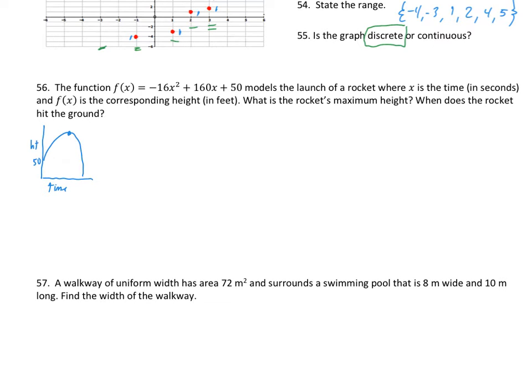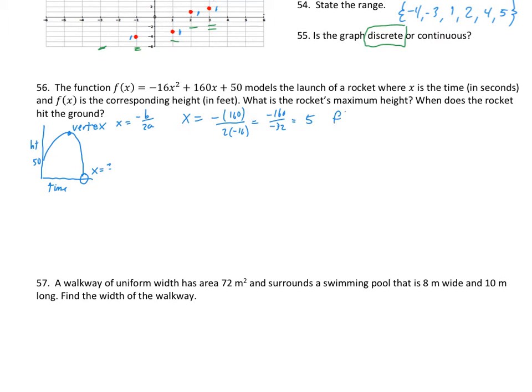If it's maximum height, that means we're looking for a vertex. So we figure out that x is equal to -b divided by 2a, and then we plug that x into f of x to see what the height was. When it hits the ground, that's going to be solving for x, which means we're going to have to use the quadratic formula. So for the first question, x equals -160 divided by 2 times -16, which would be -160 divided by -32, which would be equal to 5.